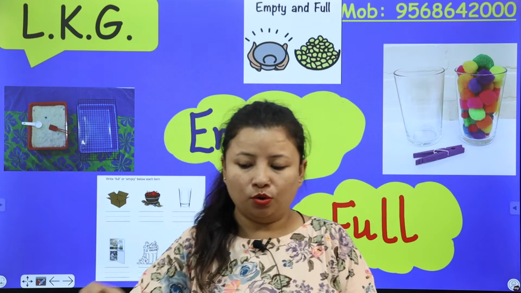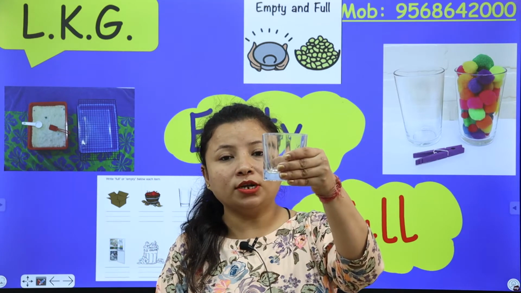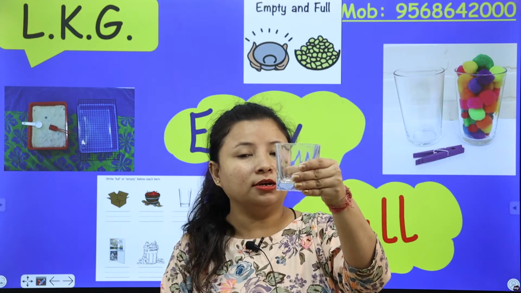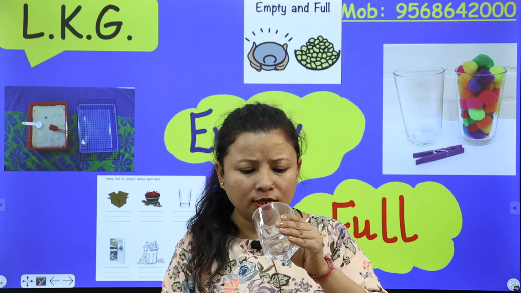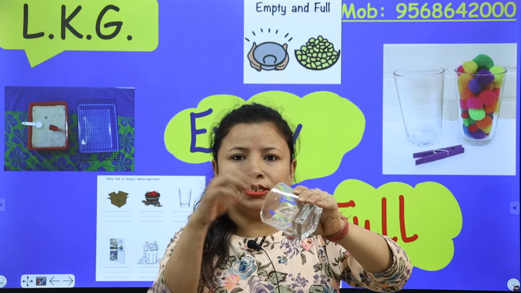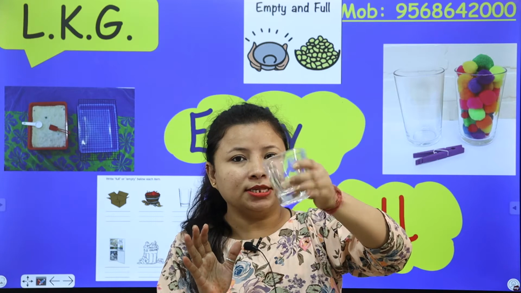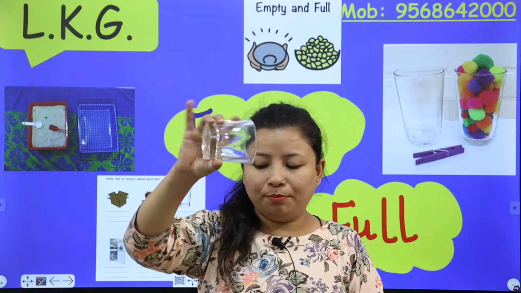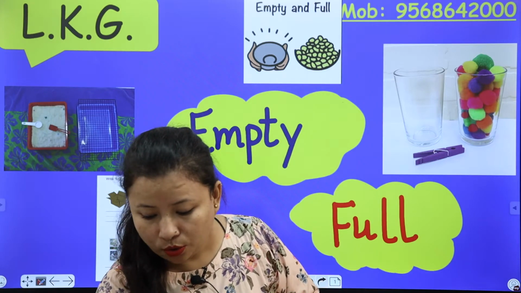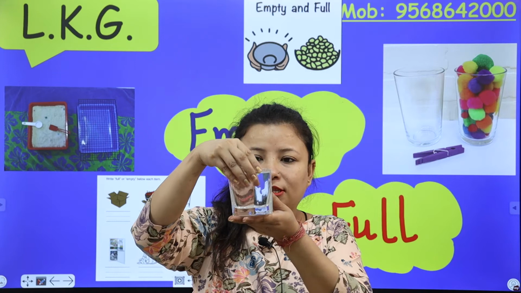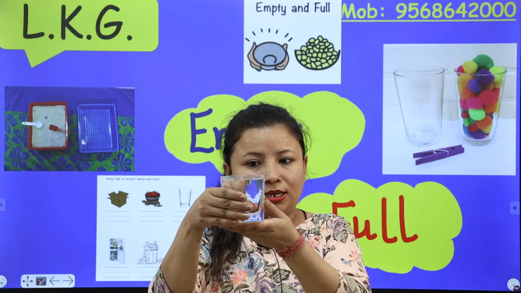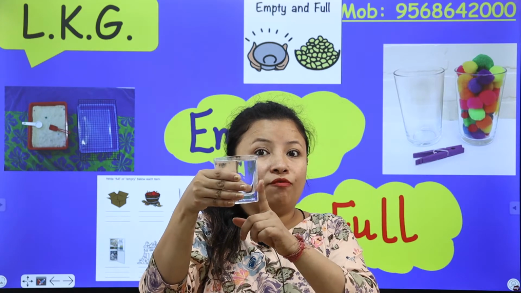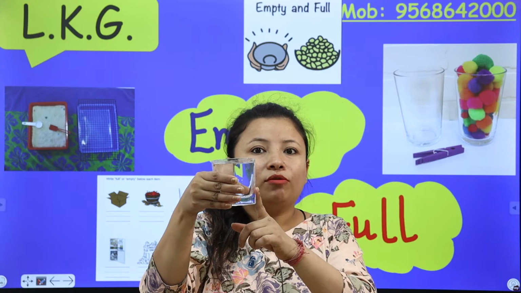So now what is this? This is a glass and there is no water in it. This is empty. Now, what is this? This is a glass again, but there is water in it. So, this is full.